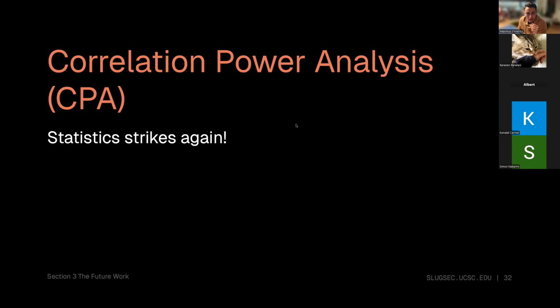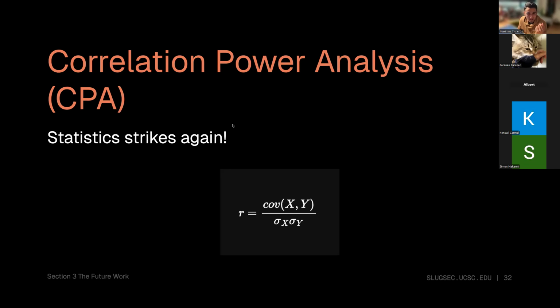So correlational power analysis, basically the gist is, statistics strikes again. I don't know if any of you have taken any statistics or probability course, but the basic gist of this power analysis centers around Pearson's coefficient formula, in which case what we are doing is trying to analyze the correlation between X and Y.